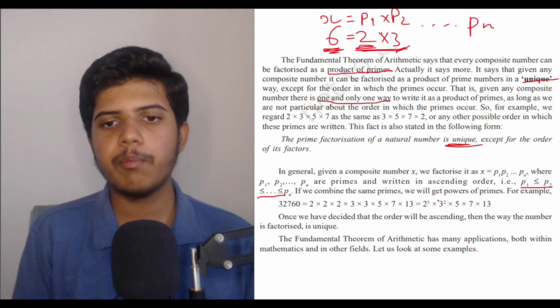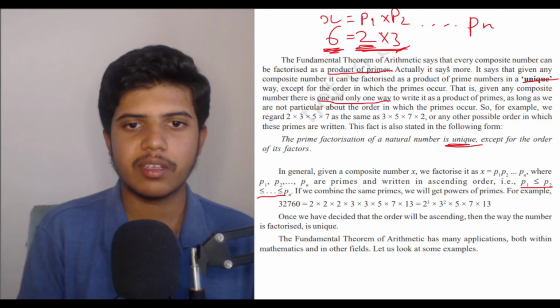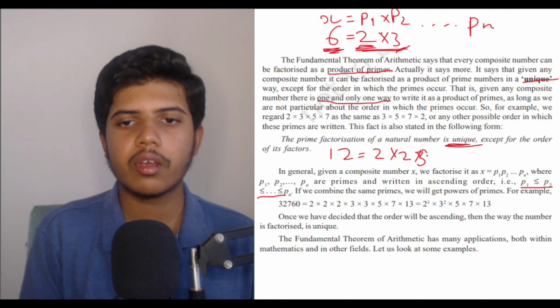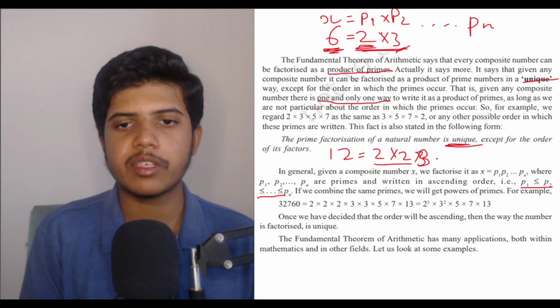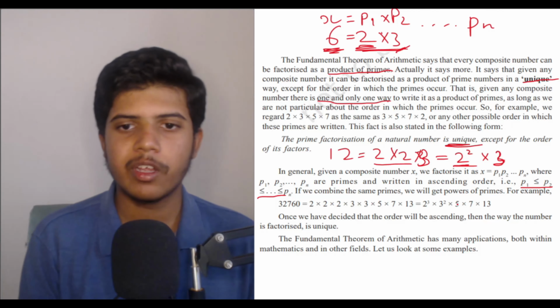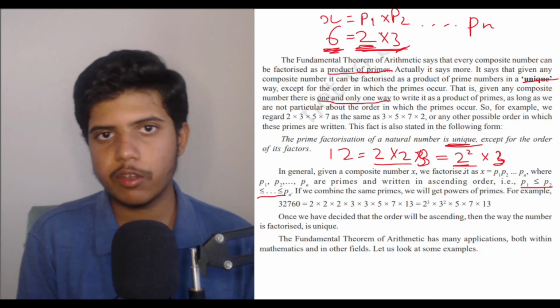So if we combine the same primes, we will get powers of primes. What does same primes mean? 12 is equal to 2 into 2 into 3. Now 2 and 2 are the same primes, so you combine them, you get 2 square. This 2 square is a power of the prime 2. So if you combine the same primes, you get the powers of the primes.